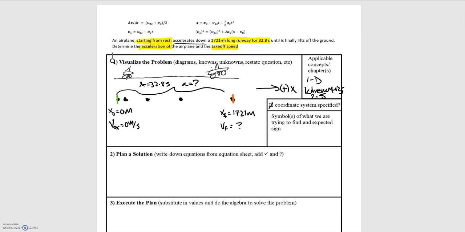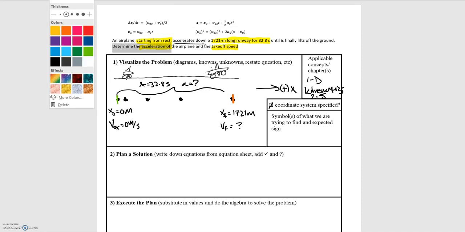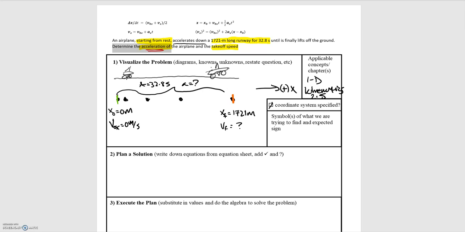So now that we've filled in all of the given and unknown information, and we've got a picture of what's going on here physically, we can confirm what it is we're actually trying to find. So we're trying to find the acceleration of the airplane, and we want to know what is the takeoff speed right before liftoff. So the acceleration is going to be to the right, so we expect that to be positive and have units of meters per second squared. And then we're asked for the takeoff speed.